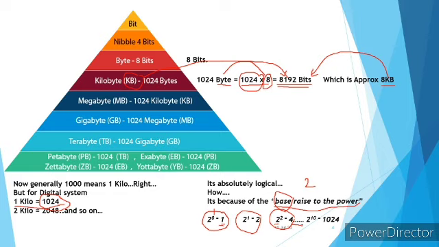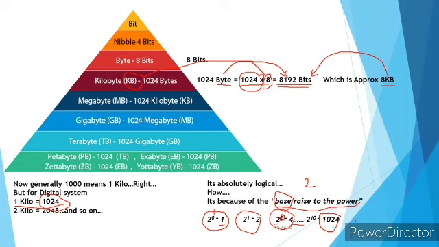Then as we go on increasing the power, 2 raised to 4 is 16, 2 raised to 5 is 32, then 2 raised to 6 is 64, right? 128, 256, 512. Now 512 doubled is 1024. So 2 raised to 10, if you see in the calculator, is 1024.